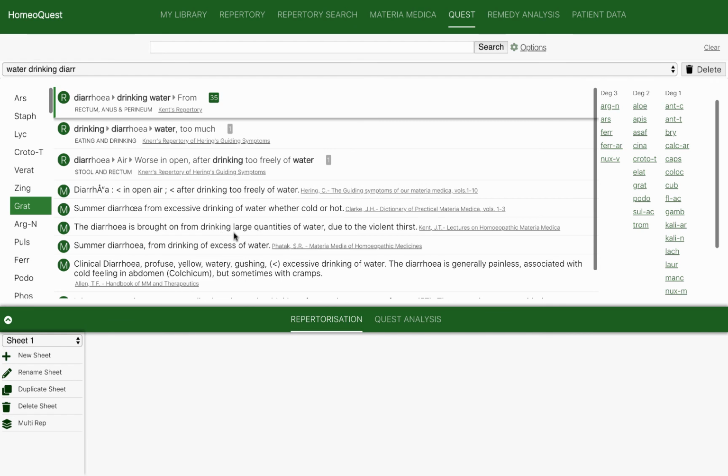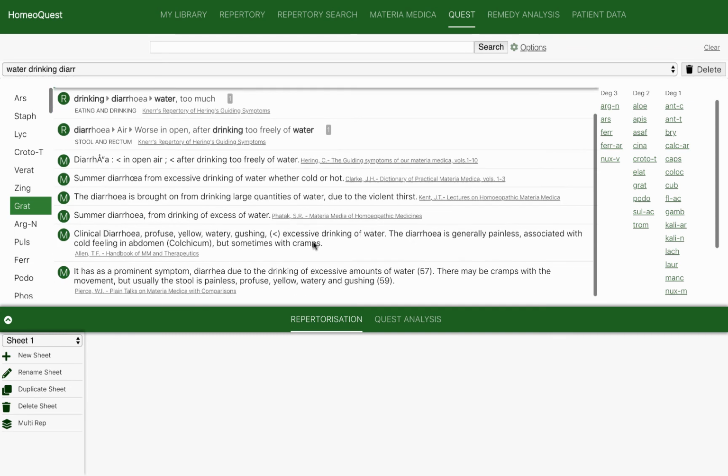Diarrhea brought on from drinking large quantities of water due to violent thirst. Kent's lectures on homeopathic Materia Medica. How interesting is that? And none of these people have actually put it in their repertories. Kent did not put lots of water. He just put in water from. Then Farrington, summer diarrhea from drinking excess of water. Again, his Materia Medica has it.